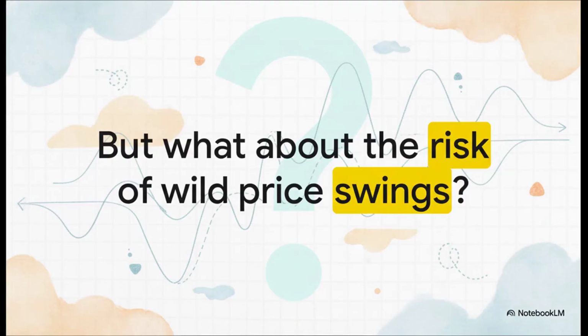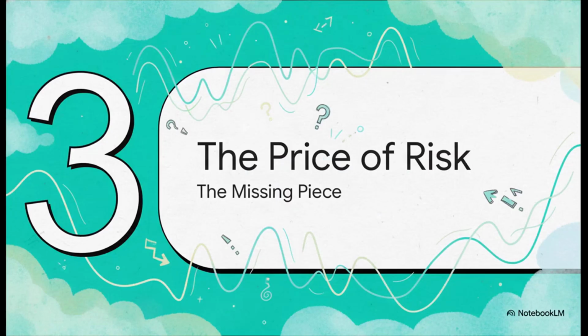But wait, there's still something missing, a really big piece of the puzzle. This number is all about the final price at the end of the year. But what about the journey? What about the risk of the stock going on a wild roller coaster ride for the next 365 days? And that brings us to the final and maybe the most critical ingredient in pricing an option. You have to put a price on risk itself. You have to account for volatility.